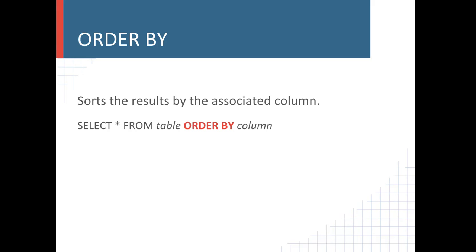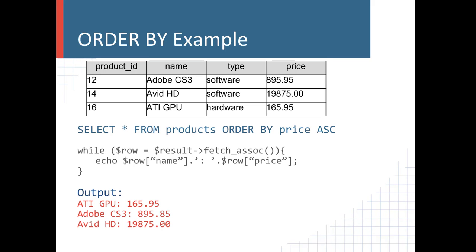Order by, we can say, hey, I want you to go get all of the posts from the post table and order by date, ascending or descending. So here's an example. We can get all of the items from the products table and order them by price ascending. So that would go from smallest to largest.